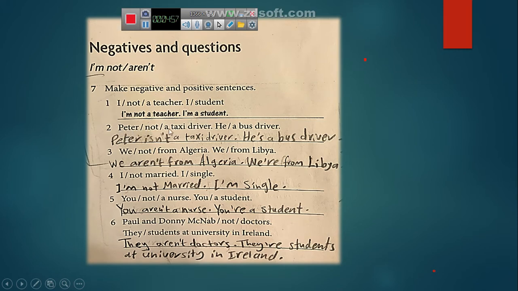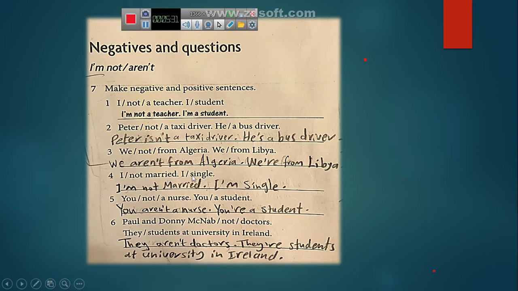Beta isn't a taxi driver. He is a bus driver. Here we add an auxiliary verb. We not from Algeria, we from Libya, so we aren't. We add an auxiliary verb depending on the subject. It's plural. So we aren't from Algeria, we are from Libya.